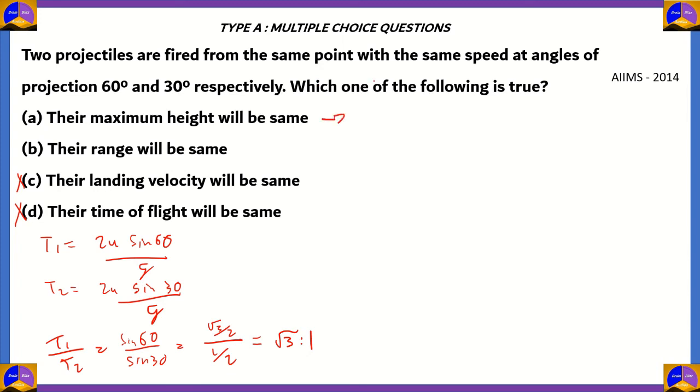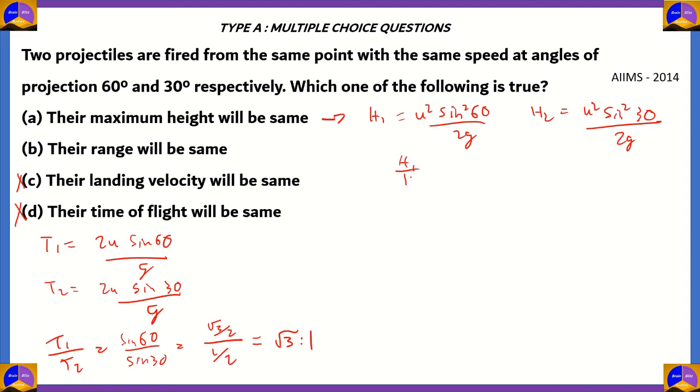So for that, let's use the formula h equals u square sine square theta divided by 2g. For h1, this will be equal to u square sine square 60 divided by 2g. For h2, it'll be equal to u square sine square 30 divided by 2g.